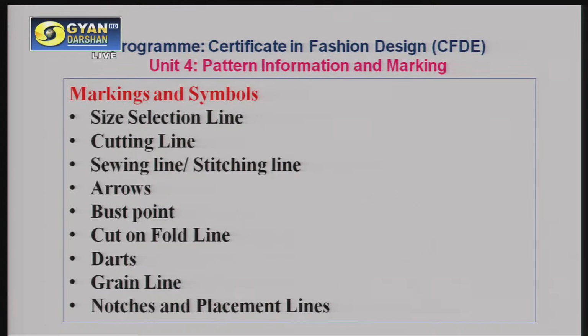Then the second is the marking and symbols. Some information we do not write; we use a symbol or marking for that, like size selection line, cutting line, where dotted lines are said as the cutting line, sewing line, arrow, bust point, cut and fold. All these come under symbols and markings.